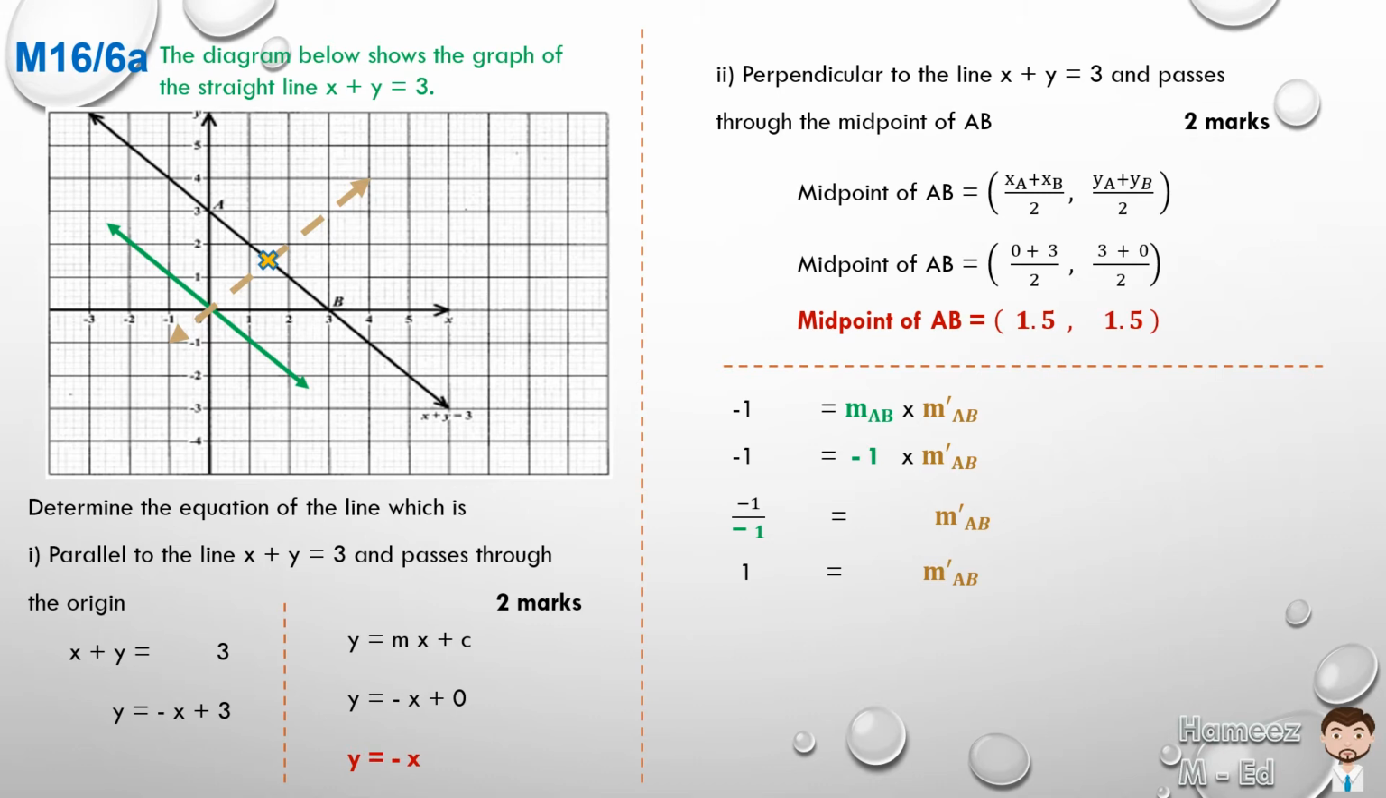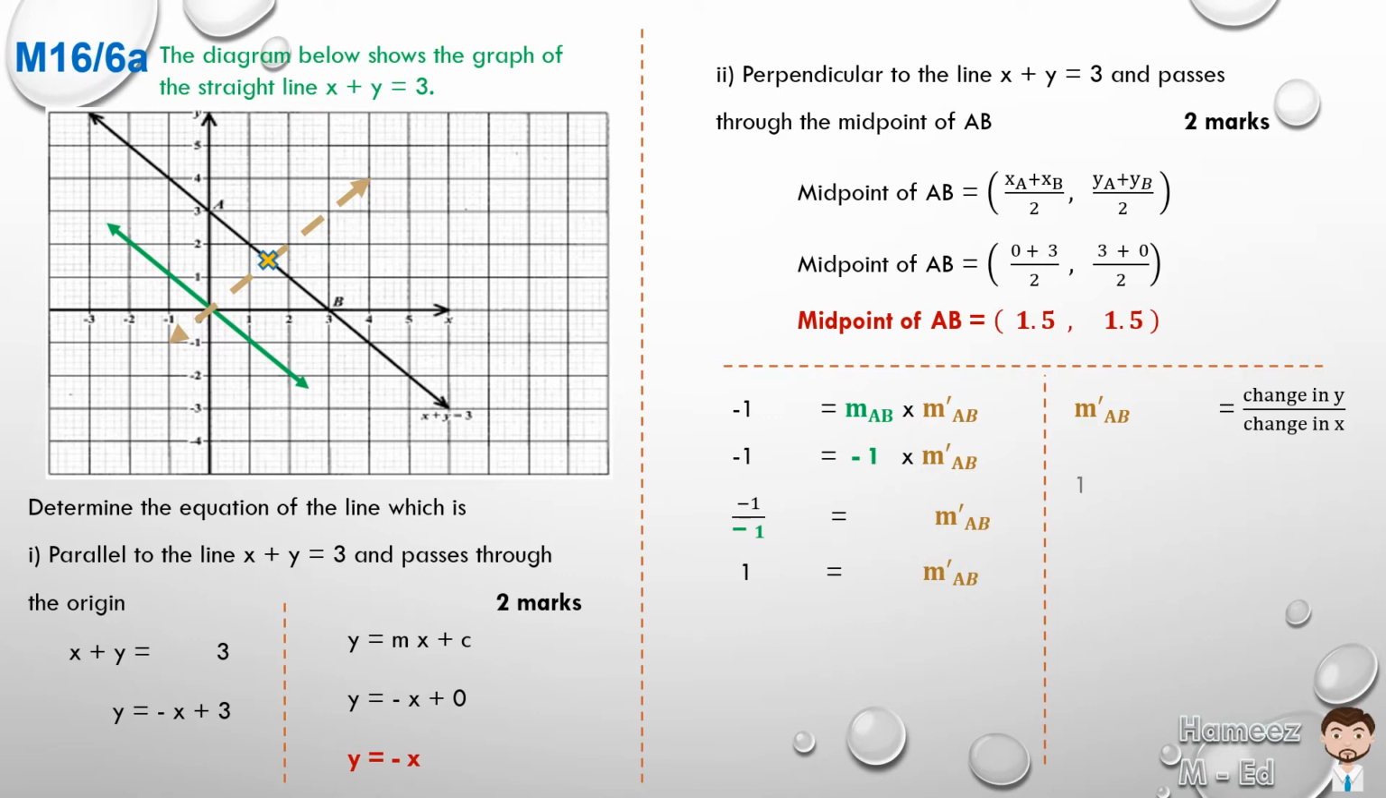Now find the equation of this line. So let's recall the gradient of any line is change in y over change in x. And we know for this particular yellow line, the gradient is 1. We just worked that out. And that will be equal to y minus, and let's use the values of the midpoint of AB, because that is a point on that yellow line.